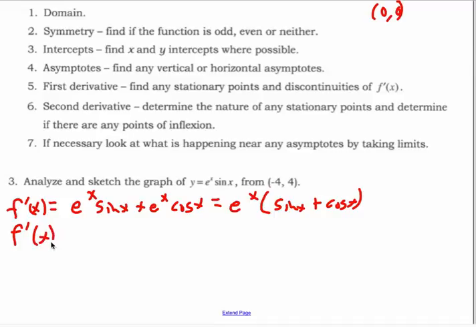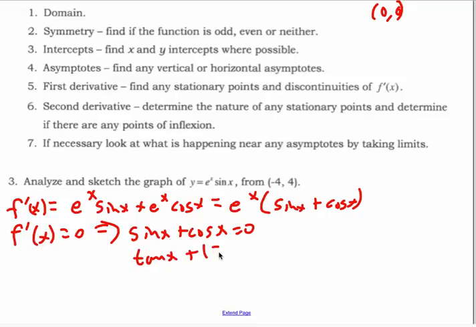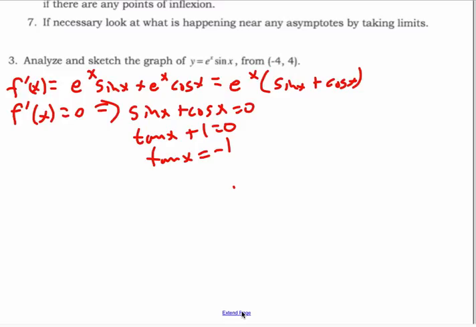So when that equals 0, well, e^x can never be equal to 0, so we have sin x plus cos x equals 0. To solve an equation like that, we divide by cosine and we get tan x plus 1 equals 0, and tan x equals negative 1. So let's find the x values at which tan x equals negative 1.